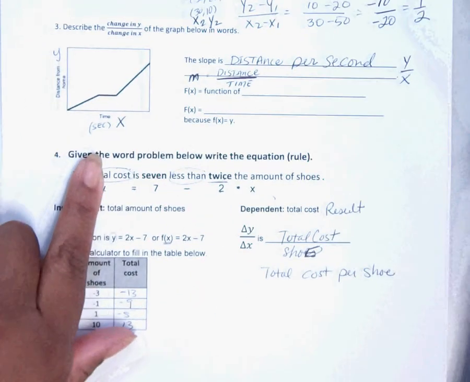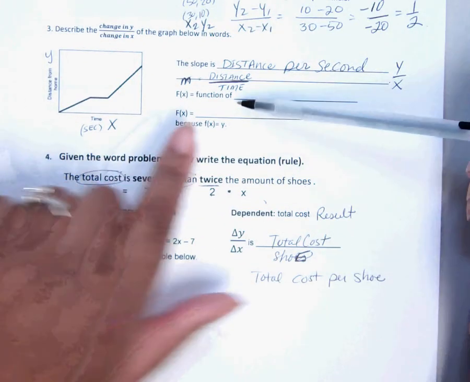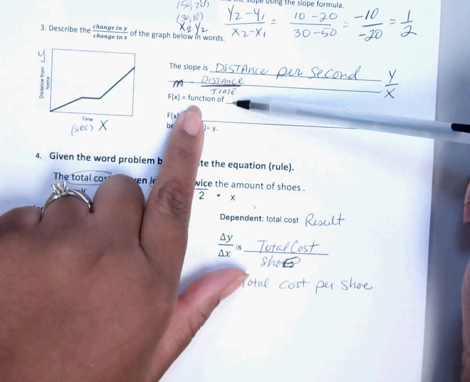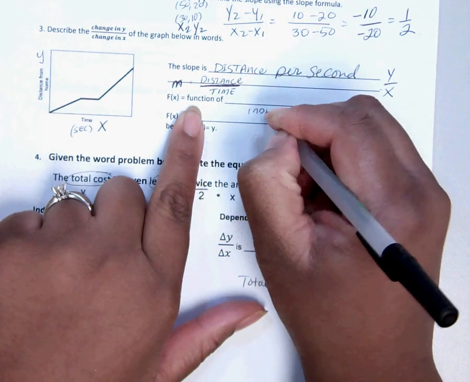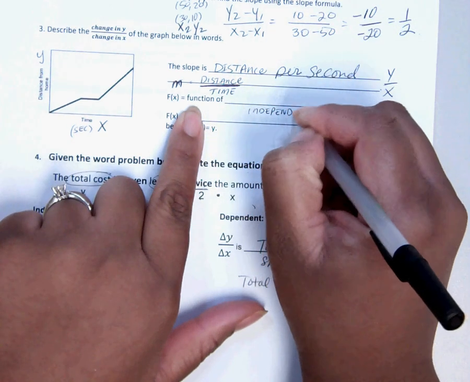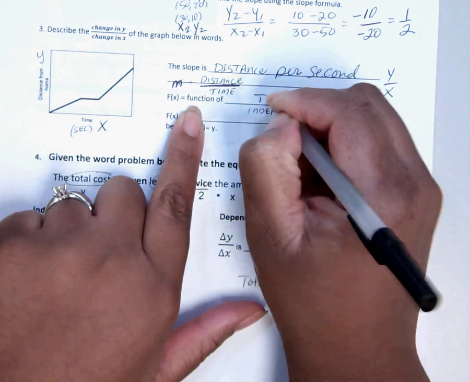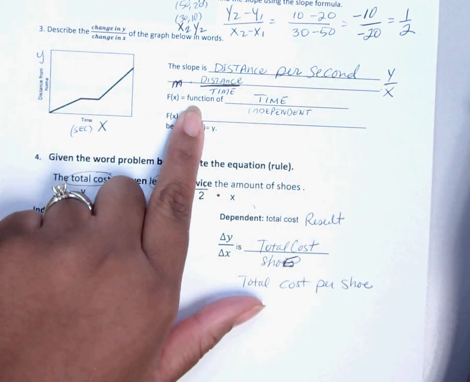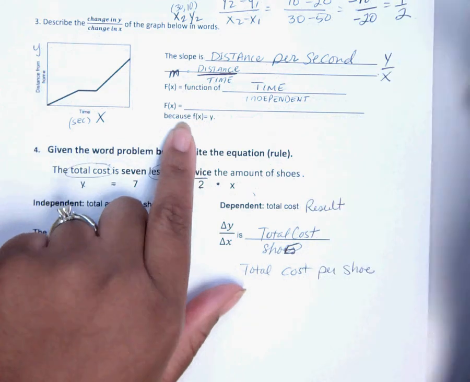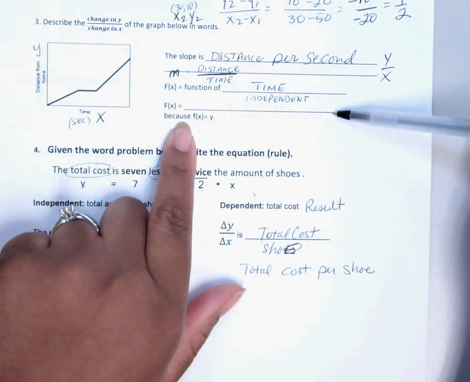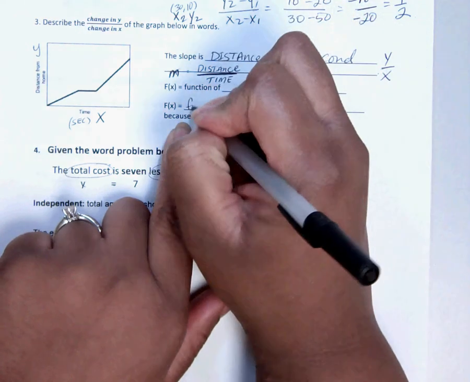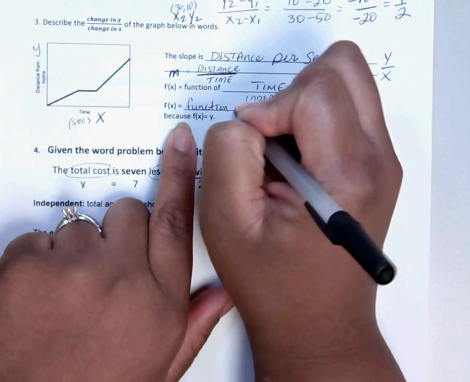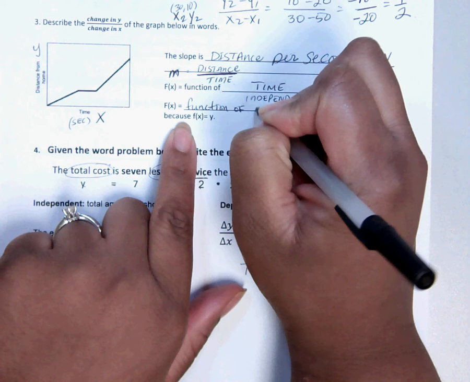Okay. Let's look at this next part. F of x equals, what does it equal? The function of, and you always put the independent variable here, time. Function of time. Okay, let's come down here and look at what this is asking. F of x would equal, and I want you to write all of that, function of time.